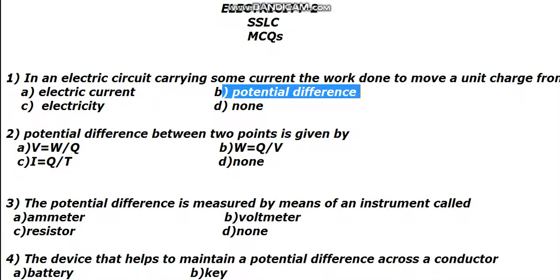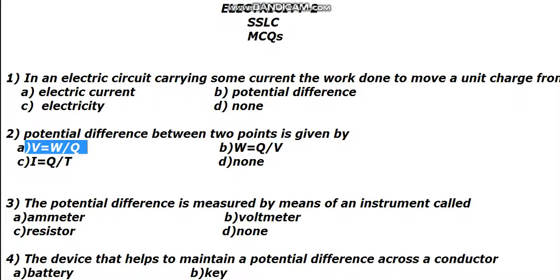Now the second one: the potential difference, that is voltage, between 2 points is given by which formula? The first option is the correct one, V is equal to W by Q, that is the work done and the charge moved. V is equal to W by Q is the formula to measure the potential difference.